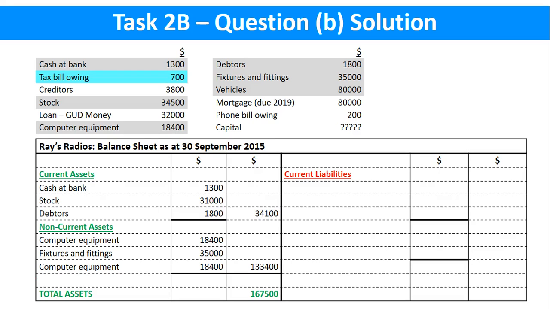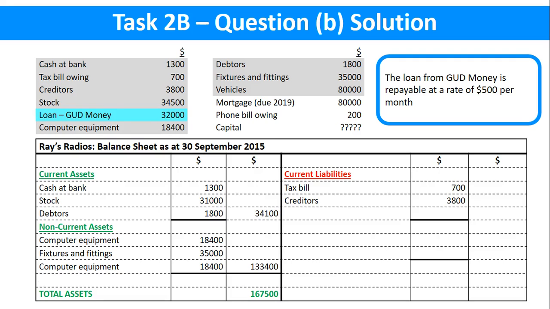The first liability we come across is tax bill owing. That's always considered as current. Likewise, creditors, people we owe money to, could be because we bought stock from them or they provided us a service and we haven't paid for it yet. So that's a current liability. Then we have the loan, that's $32,000, but we're told some information here. We're told the loan is repayable at a rate of $500 per month. The current liability section is the amount of the liability for the next 12 months. So if it's $500 per month, and it's 12 months due in the next current 12-month period, then we say the loan to GUD Money is $6,000.